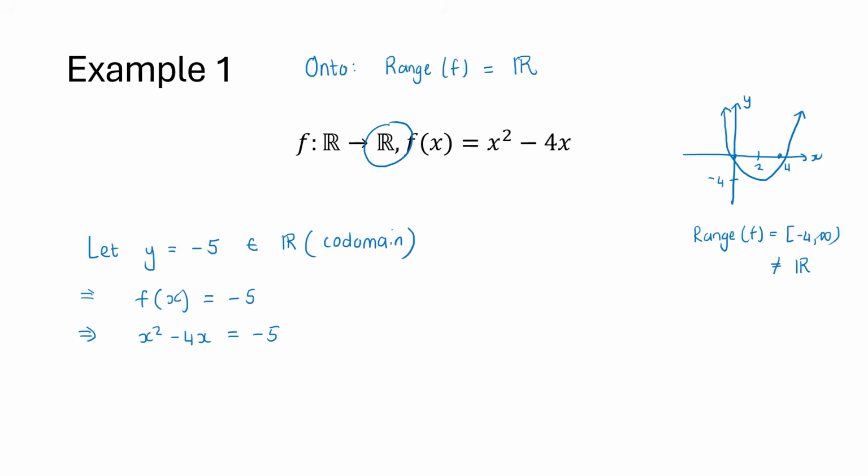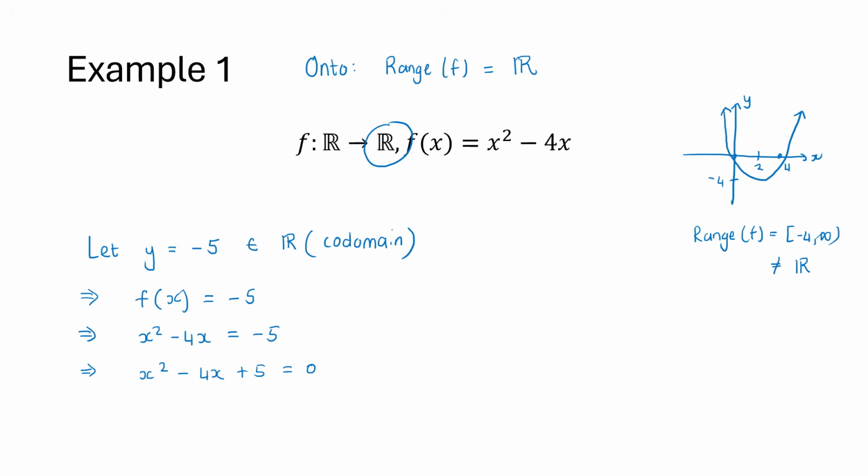So we start with y is equal to -5. This means f of x is equal to -5. So this means for some x, we have x squared minus 4x equal to -5. Let's take a look. If we take the -5 over, we get this quadratic equation: x squared minus 4x plus 5 is equal to 0. We would actually like to show that no such x will ever be found.